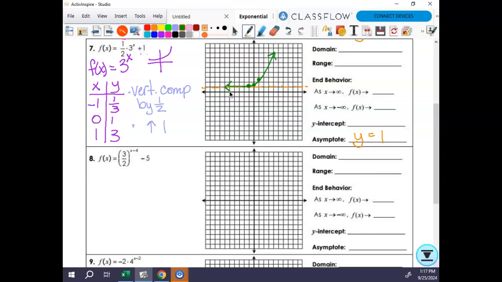There. Domain is the same. Negative infinity to infinity. Range, where am I starting? 1. Good, I'm going to infinity. As x approaches infinity, as x gets bigger and bigger and bigger, where is y heading? Infinity. As x approaches negative infinity, what is y approaching? 1. Yeah.